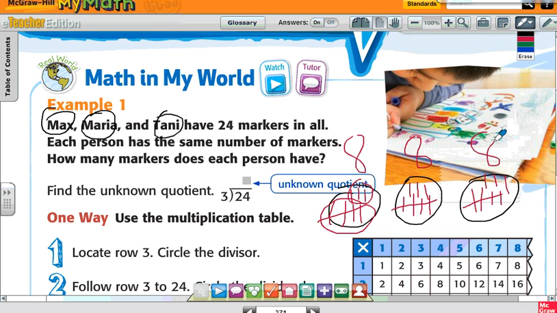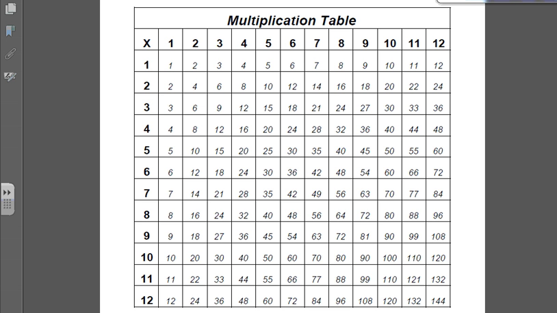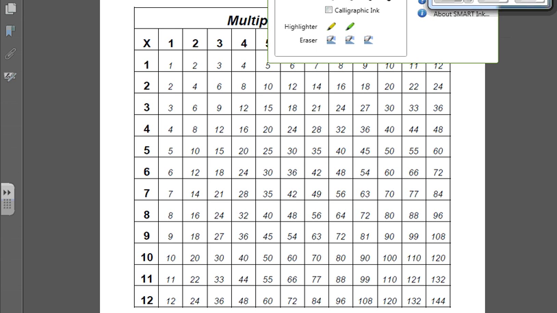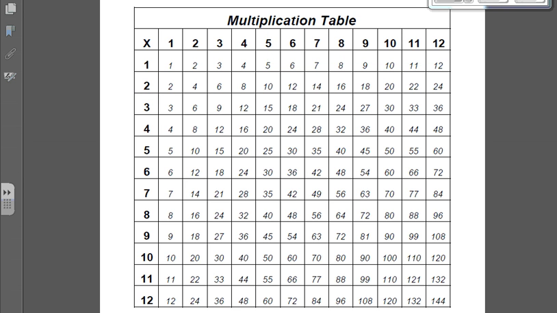Okay. However, if I use my chart, how many people are there? 3. I go here. And how many markers altogether? 24. I go all the way across and hit 24, and then I go straight up. Now that tells me how many each person has. So 24 divided by 3 is going to be 8.